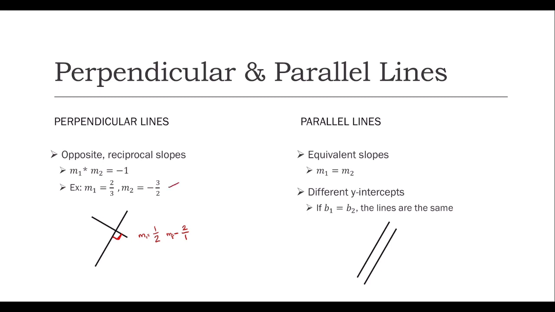And here's another example where they're opposite reciprocals. So your 2/3 gets flipped to become 3/2, and then you add a negative in front of it. So if you started with m1 equals negative 1/4, your m2 is going to switch to be positive, and then 4 over 1, so 4. For parallel lines, they have the same slope, so m1 equals m2, but they need to have different y-intercepts. Otherwise, the lines would be the same line. If they have the same slope and y-intercept, it's just one line.